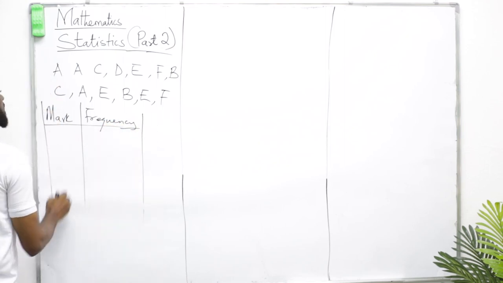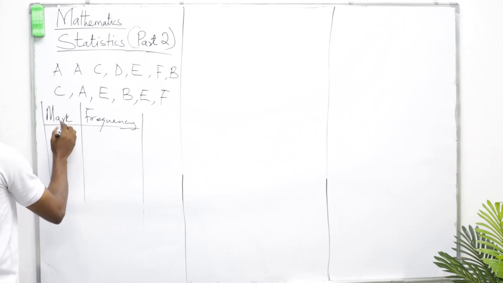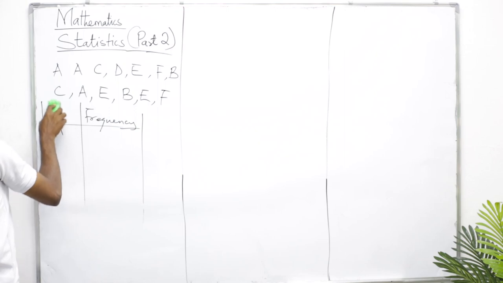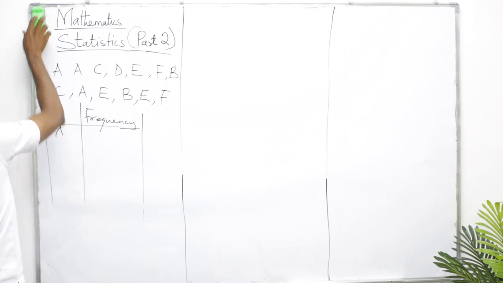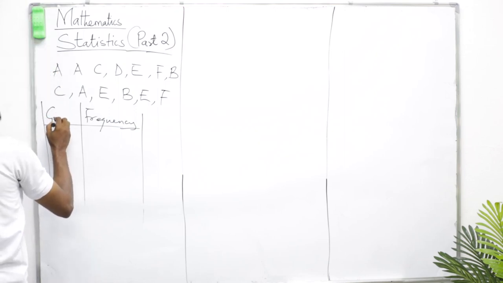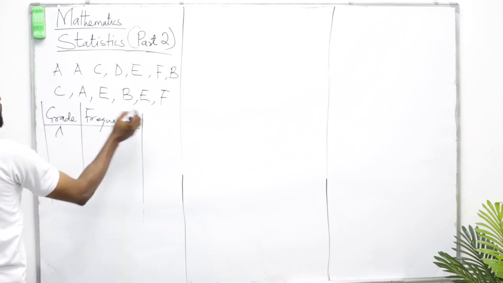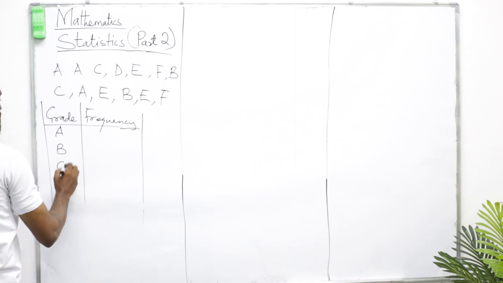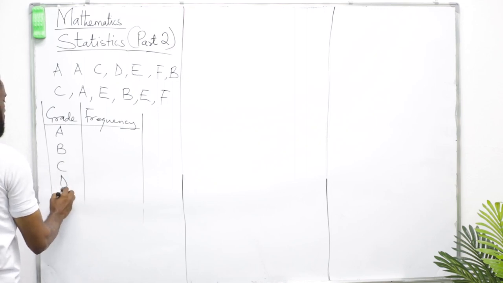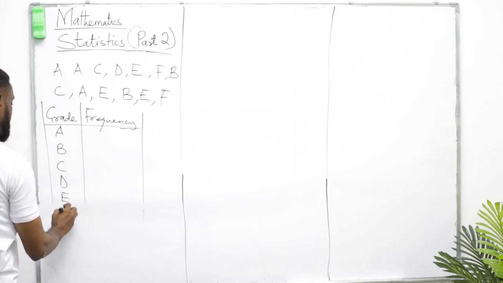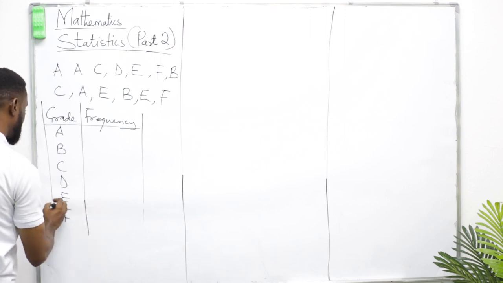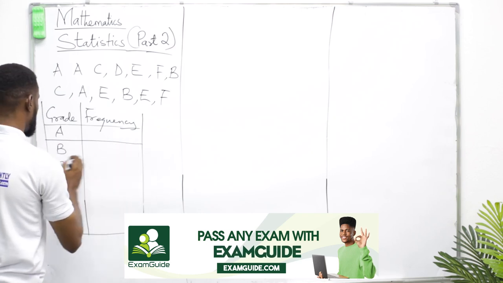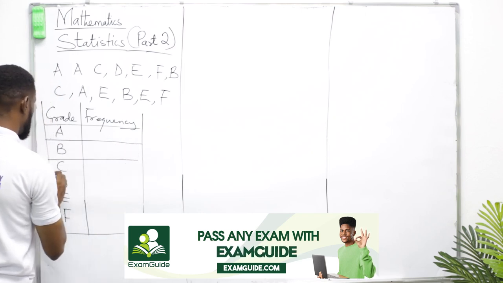All right, so the mark we have here is A, or the grade. I think this is grade, not mark, please. Sorry. So this is the grade. Let us have the grade here and frequency. So we have grade A, grade B, grade C, grade D, grade E, and grade F. I think these are the basic grades that we use in our system here. Okay? All right. So let's see.